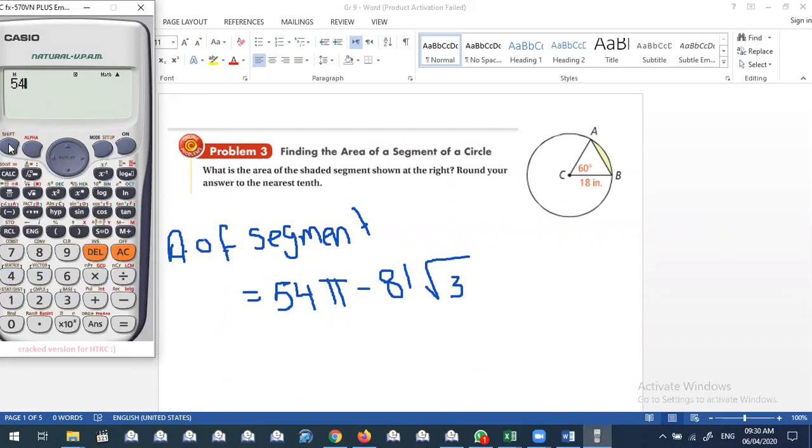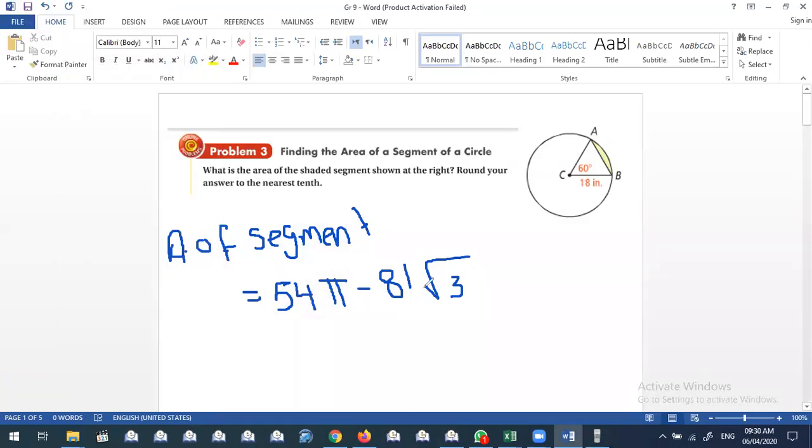54 pi, you can use shift pi like that, minus 81 square root 3. The answer is 29.3. The answer is approximately 29.3.